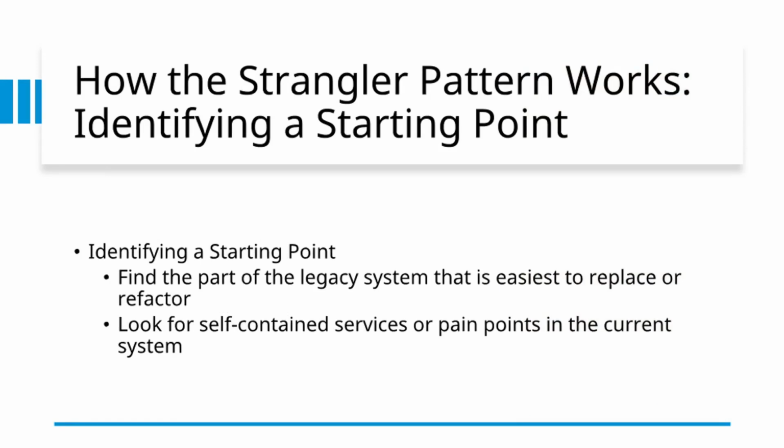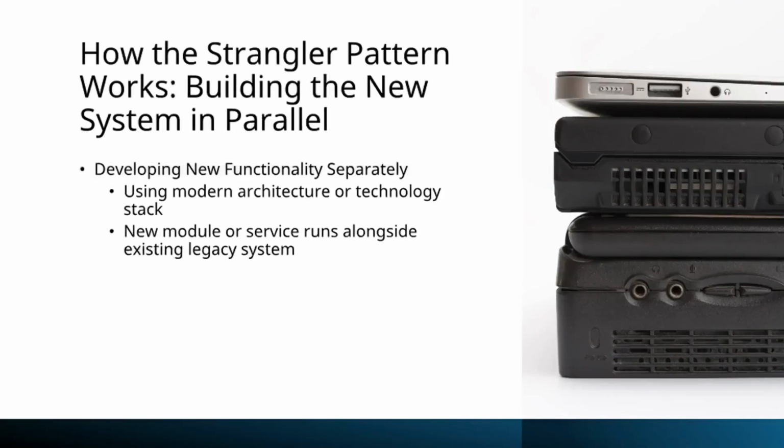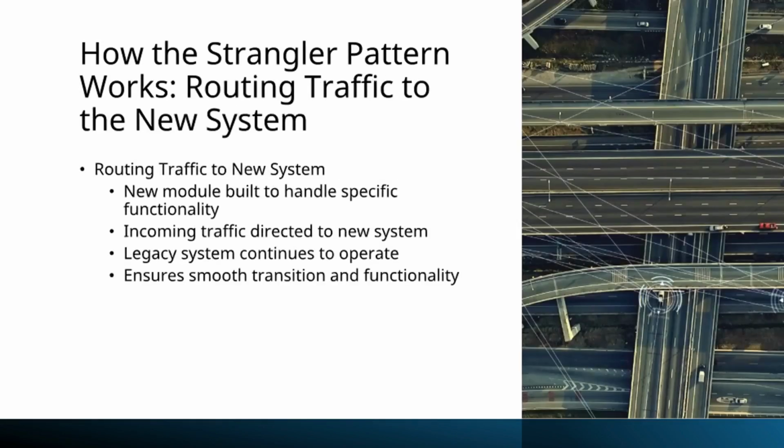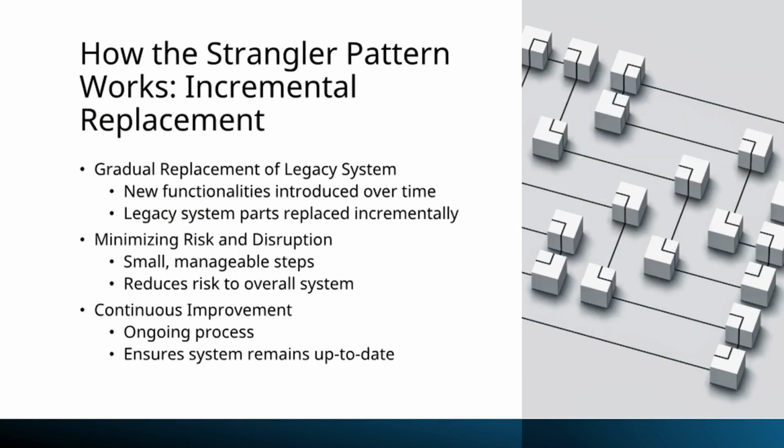This involves finding the easiest part of the legacy system to replace or refactor, such as self-contained services or pain points. The new functionality is developed separately using modern architecture, running alongside the existing legacy system. After building the new module, incoming traffic is directed to the new system while the legacy system continues to operate, ensuring a smooth transition.